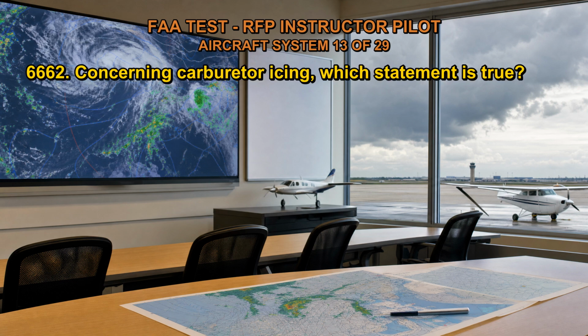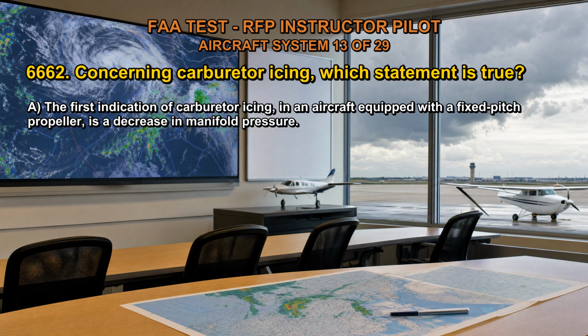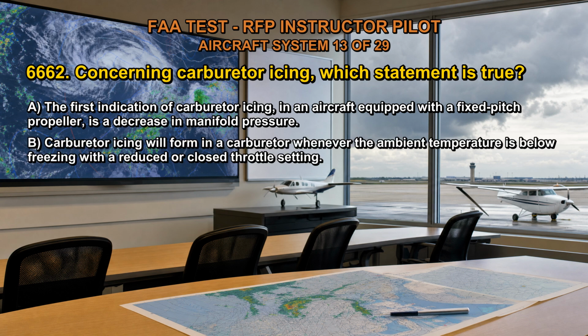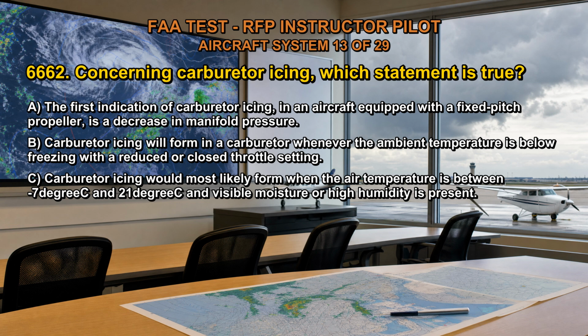6662. Concerning carburetor icing, which statement is true? A. The first indication of carburetor icing in an aircraft equipped with a fixed-pitch propeller is a decrease in manifold pressure. B. Carburetor icing will form in a carburetor whenever the ambient temperature is below freezing with a reduced or closed throttle setting. C. Carburetor icing would most likely form when the air temperature is between -7 degrees C and 21 degrees C and visible moisture or high humidity is present.